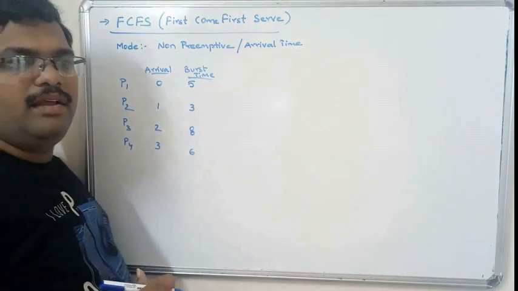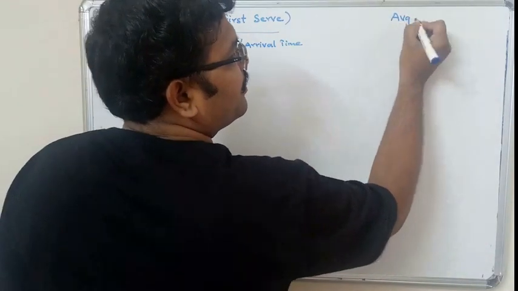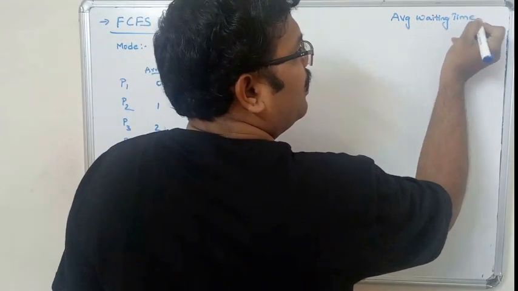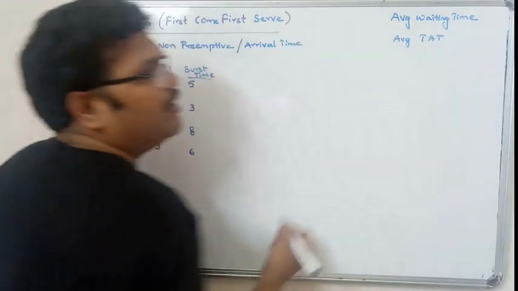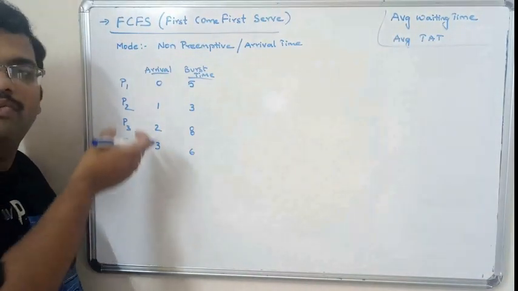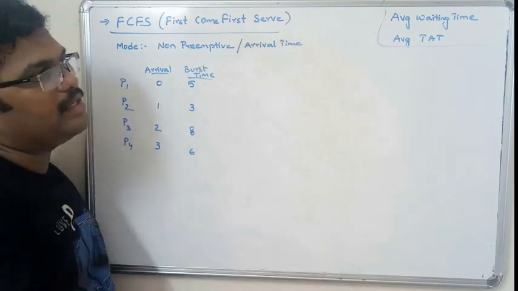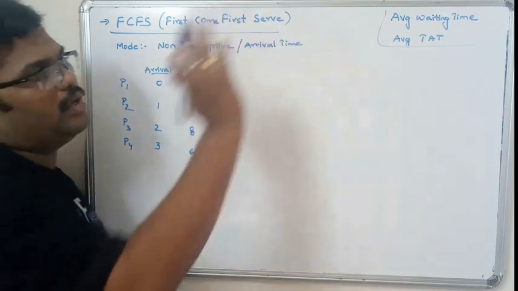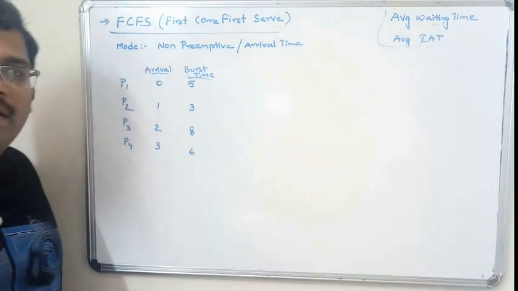Generally in the problems, we are supposed to find the average waiting time and average turnaround time, right? These two questions will be frequently asked. They will give the processes, arrival time and the burst time, and we are supposed to calculate the average waiting time and average turnaround time. Before calculating this, first we have to calculate the waiting time and the turnaround time, right?